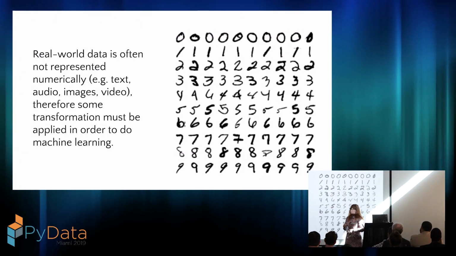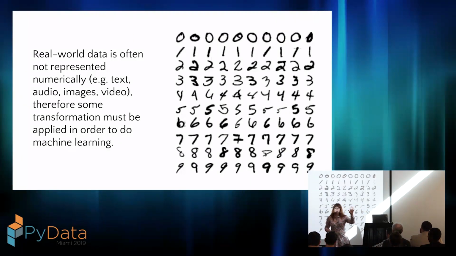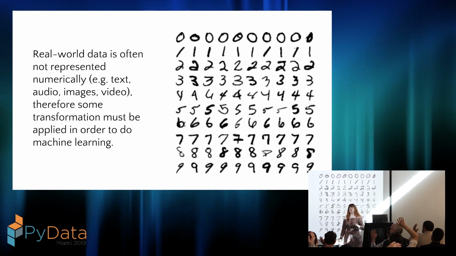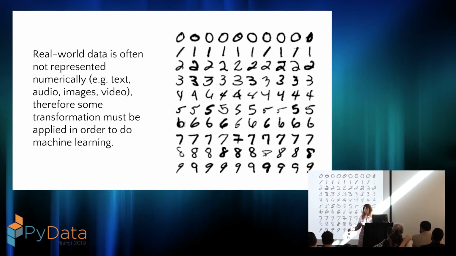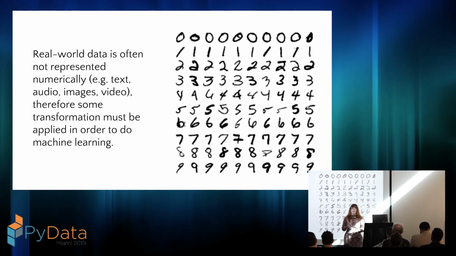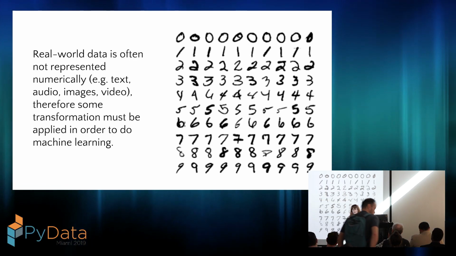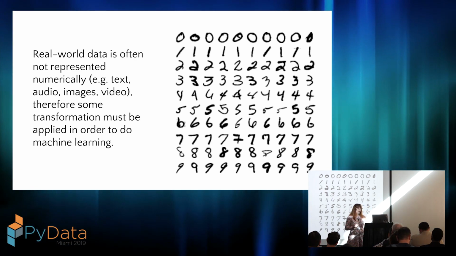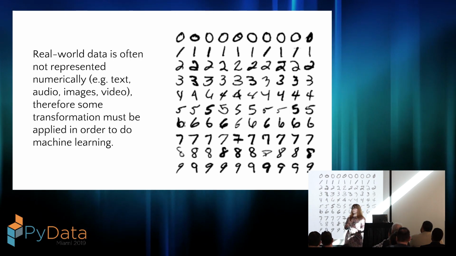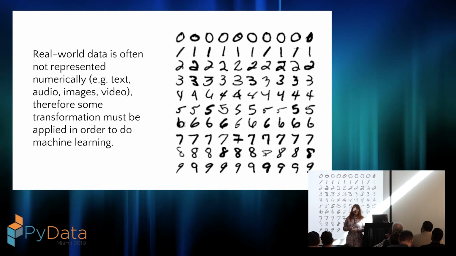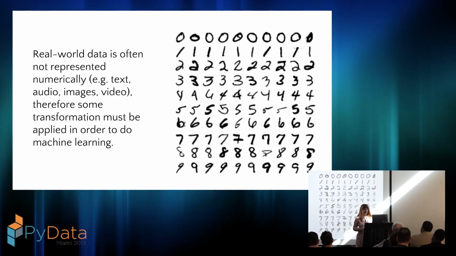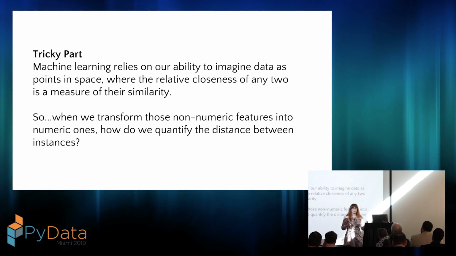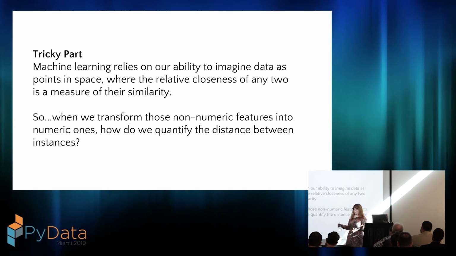Who in this room works with other than numeric data, like text data or video data, audio data? Okay. So most data is not coming at us numeric out of the box. And so we're going to require some sort of transformation so that we can do machine learning, because in order to do machine learning, we have to have numbers. And so the trick is, when we're doing that transformation, distance is not always a straightforward thing, right?